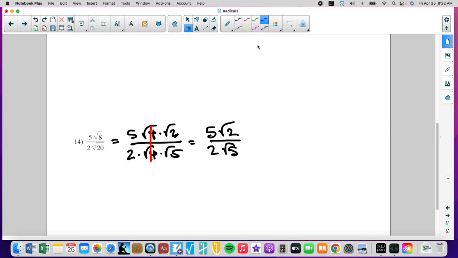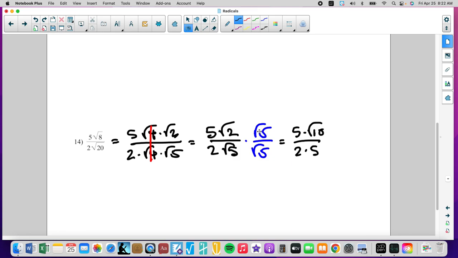So I can't leave it like this. I have to rationalize it. I got to get rid of that rad 5. So I'm going to multiply it by rad 5 in the denominator. That leaves me with 2 times 5. These 2 make the 5. And in the numerator, I get 5 rad 10.